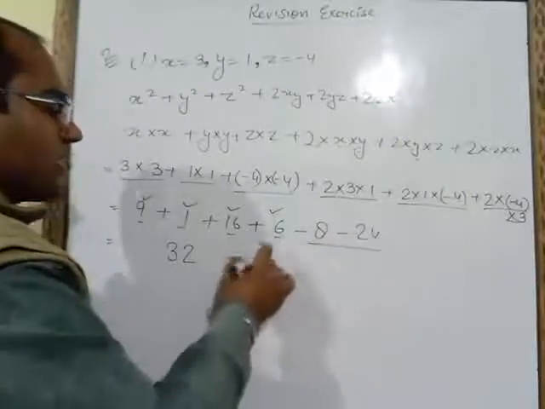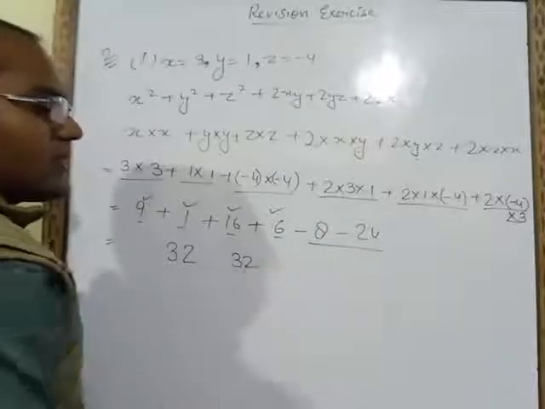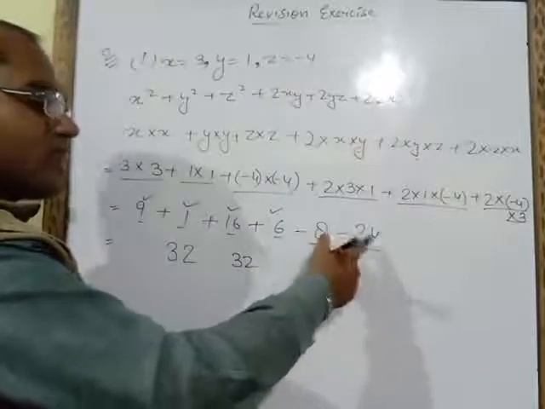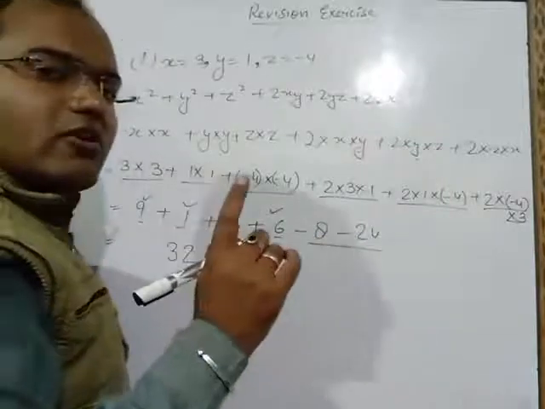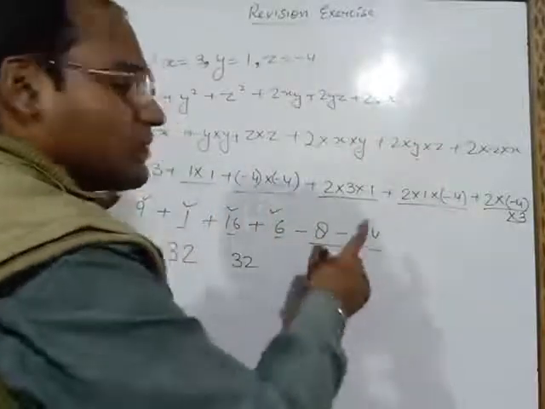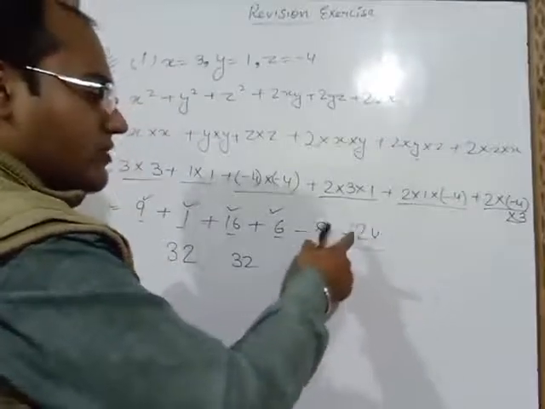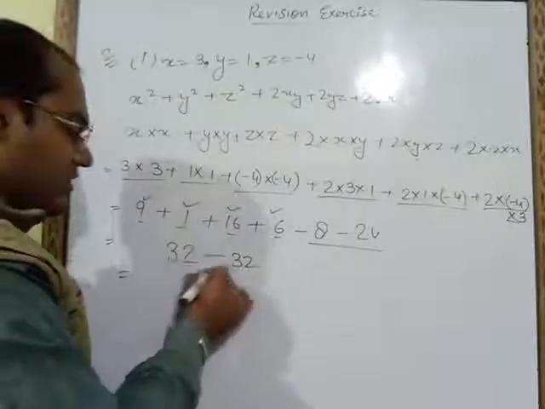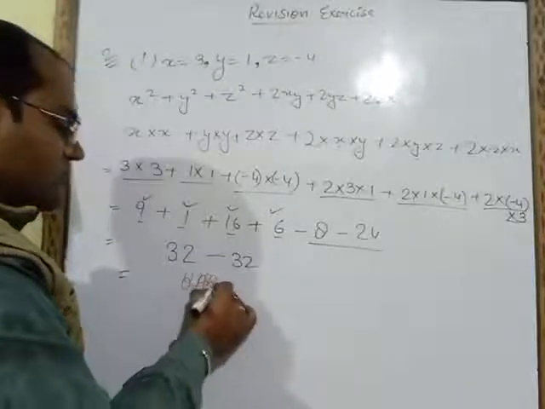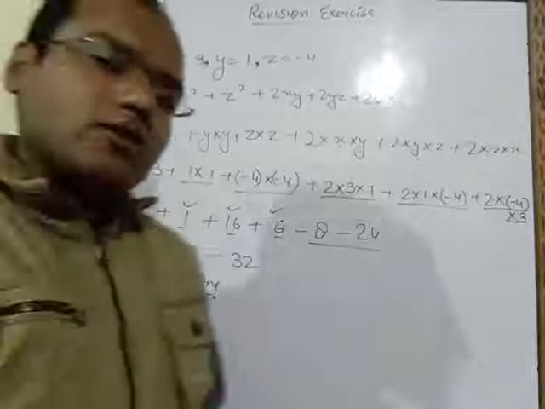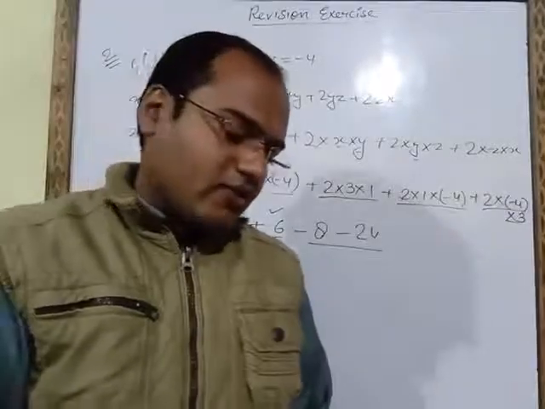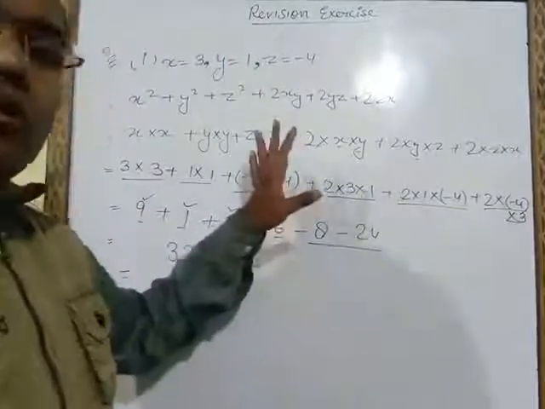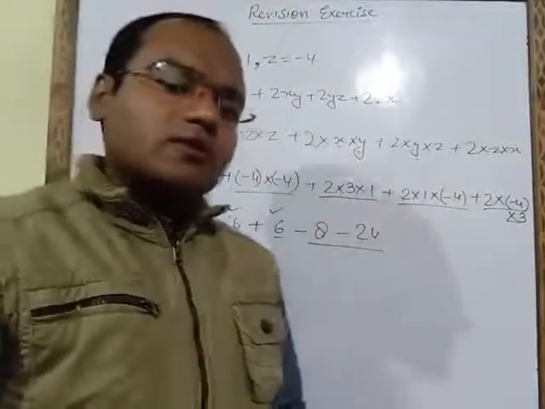24 plus 8 we will do 32, but you have to remember that minus and minus is plus, so we had added them, but you have to put the sign of the greater number among them. Which one is greater? 24, and 24 is having minus, so here we will write the minus sign, and 32 minus 32, the answer is 0. So like this you have to do question number second, first part, and you have to do the remaining part also.